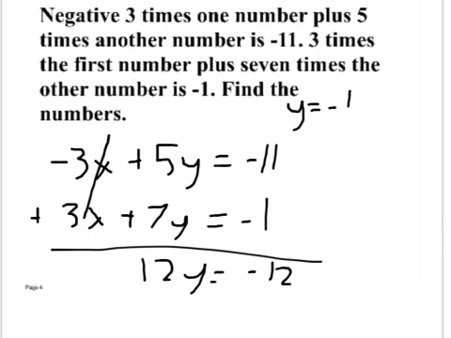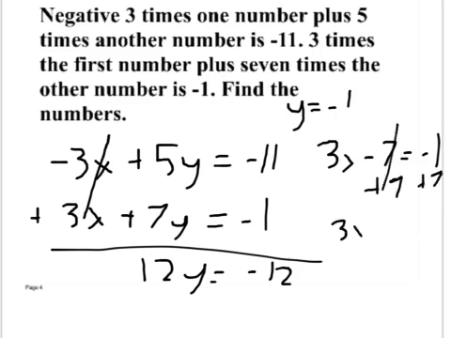I plug that in, it doesn't matter which one. 3x minus 7 equals -1, because -1 times 7 is -7. Add 7 to both sides. 3x is 6. Divide by 3, x is 2. My solution to this system is (2, -1).